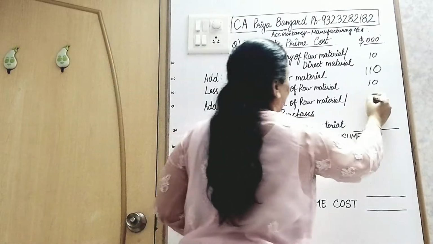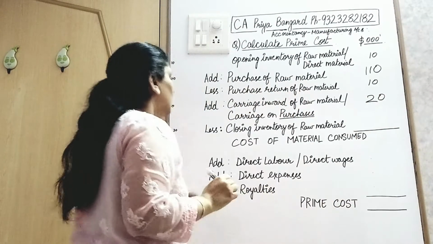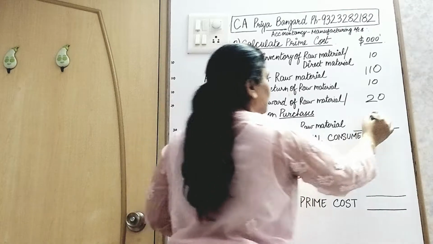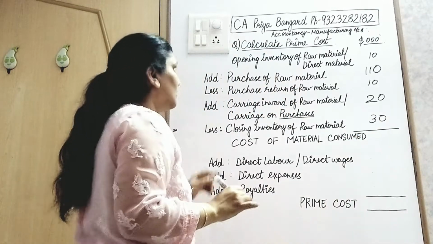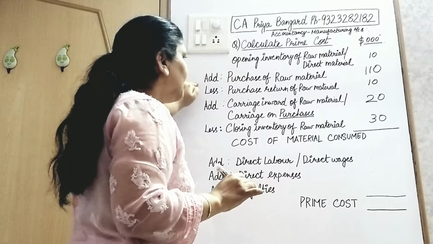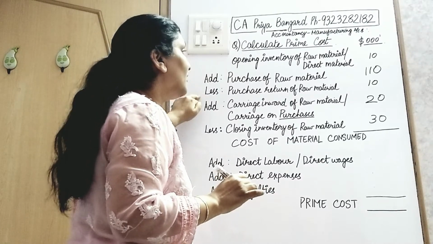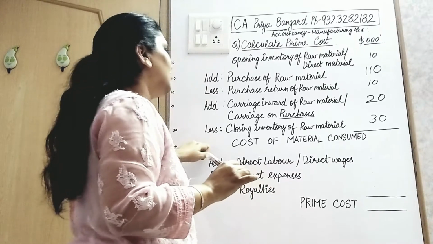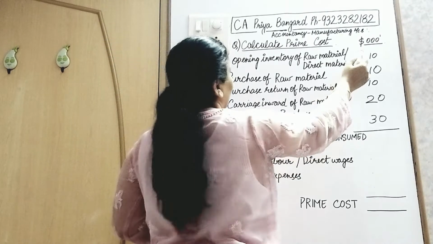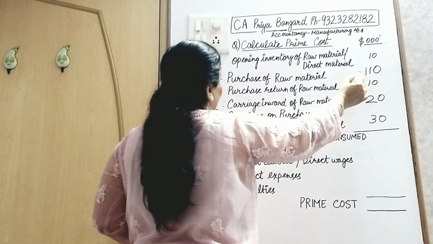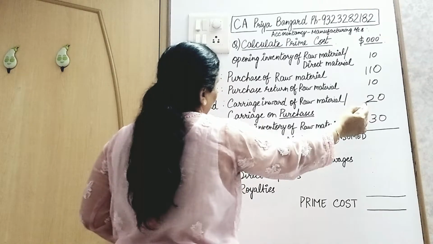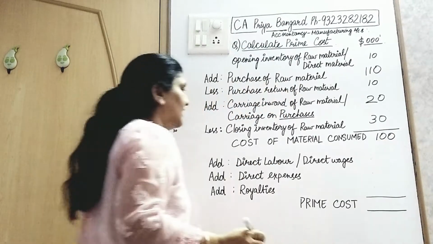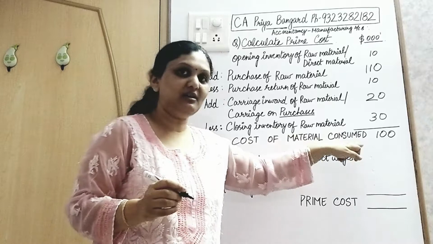So for example, it is given as 20. Less closing inventory of raw material. For instance, it is given as 30. So what we will do? Opening inventory, add purchase, less purchase return of raw material, add carriage inward and less closing inventory of raw material. When in 10 I add 110, then subtract 10, then add 20 and then subtract 30, I get 100, and this 100 is cost of material consumed.